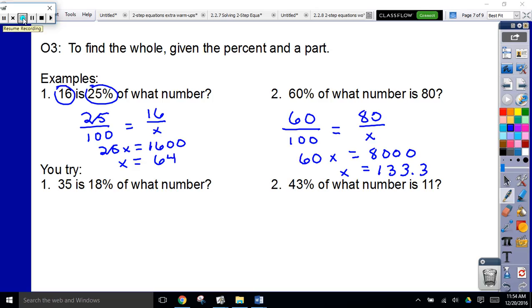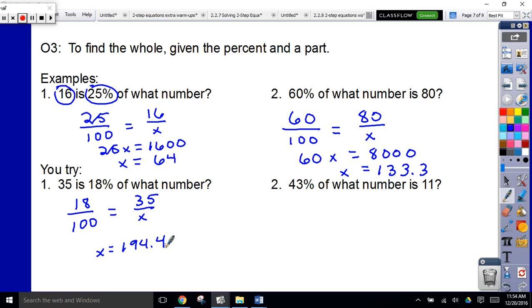Okay, let's go over these. Even if you're not quite done, you can still always give us the proportion. Number 1, Bella, tell us what the proportion would be. 18 over 100 equals 35 over x. Okay, and what did you get as an answer? X equals 194.7. Good.